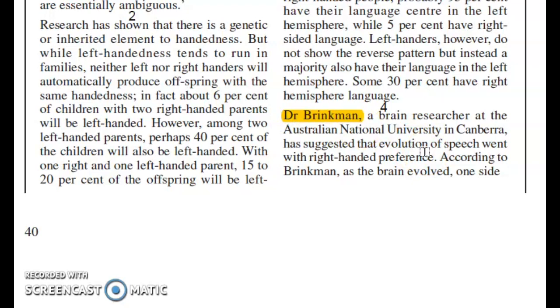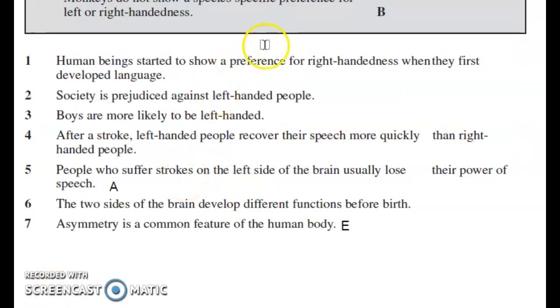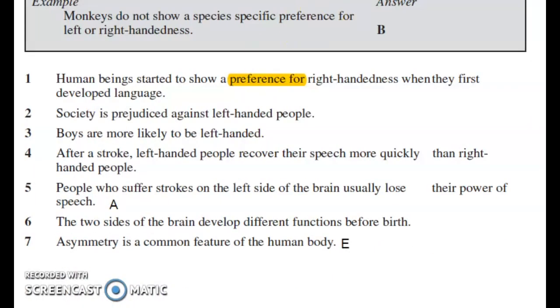A brain researcher at the Australian National University at Canberra has suggested that evolution of speech went with right-handed preferences. What he suggested, that evolution of speech went with right-handed preference. So, to which opinion, let's find out, this statement complies. So, preference. In the first question, human beings started to show a preference for right-handedness when they first developed language. So, our answer would be B. So, I'll put B here.